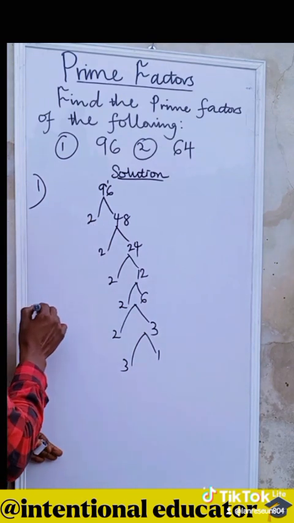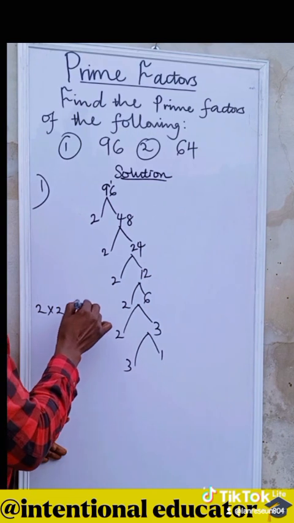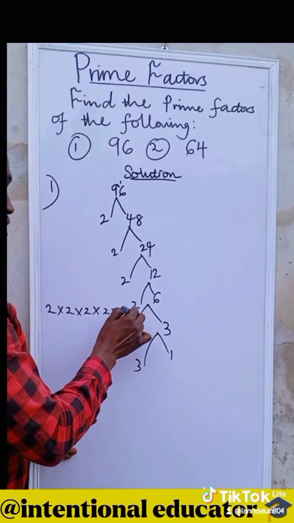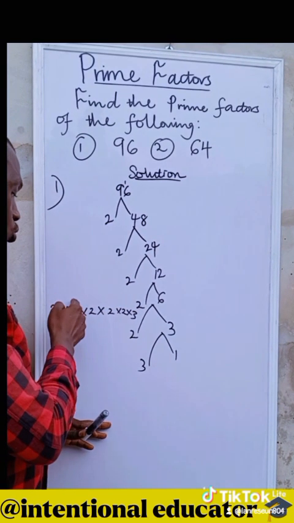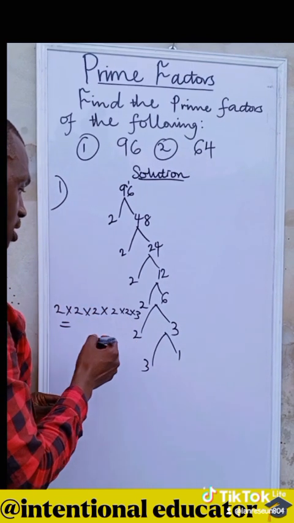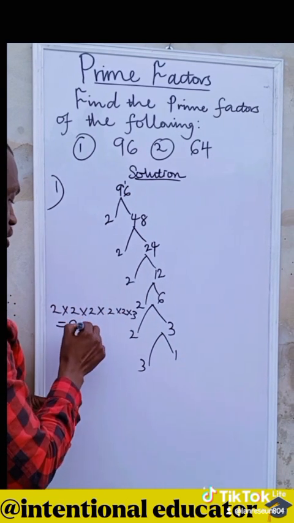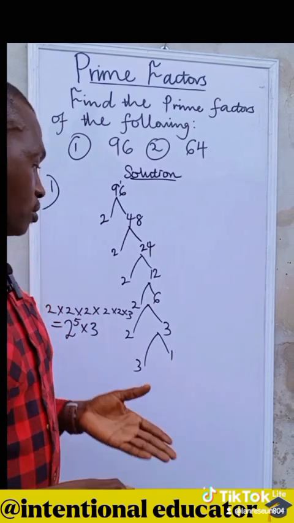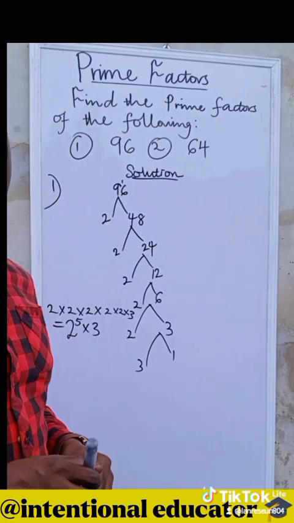So we look at that: this 2 times this 2 times this 2 times this 2 times this 2 times this 3. Then you can now write it in index form by counting the number of 2's we have there. 1, 2, 3, 4, 5. Then you have 2 raised to power 5 times this 3. So that's our answer. That means 2 in 5 places times 3. When you multiply this, it will give you 96.